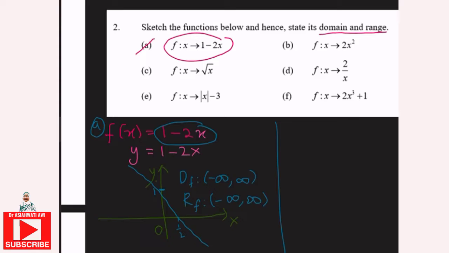For part B, this is a quadratic. f(x) is equal to 2x squared, or y is equal to x squared. You can skip this one. Then we need to sketch the quadratic graph. This is a smiling graph, and the vertex is at the origin.